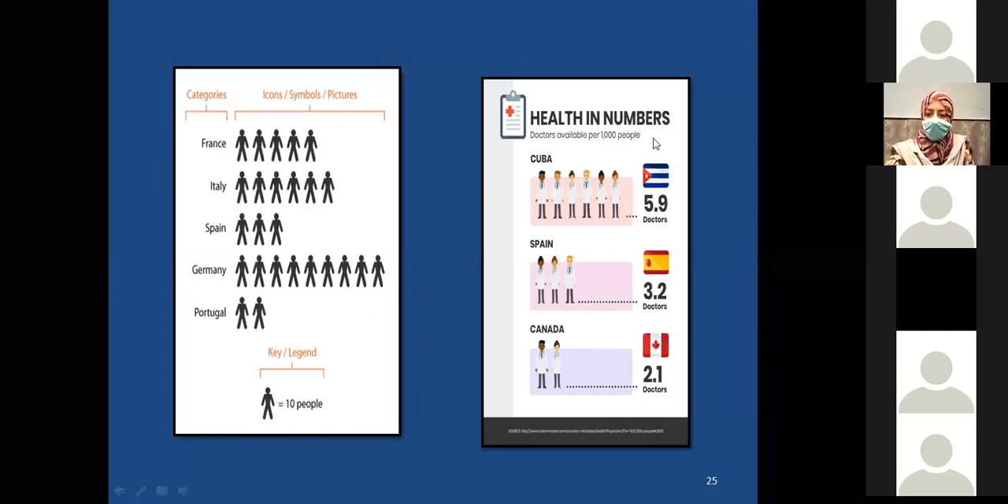Then you have health in numbers, for example, doctors available per 1,000 people. There are different countries that show different numbers of doctors available, for example, Cuba, Spain, and Canada. This shows that there are very few doctors available for around 1,000 people, so there's a deficiency in the number of doctors compared to Cuba. So this is also a way of comparing data and then presenting your data.